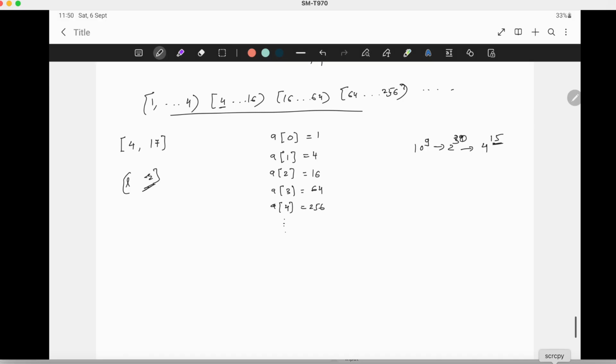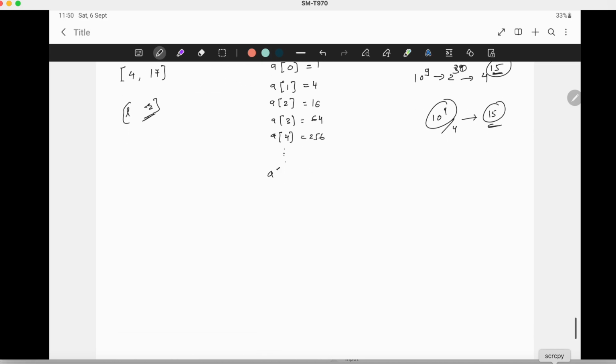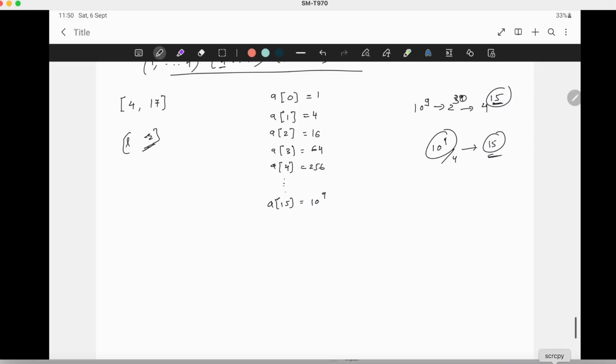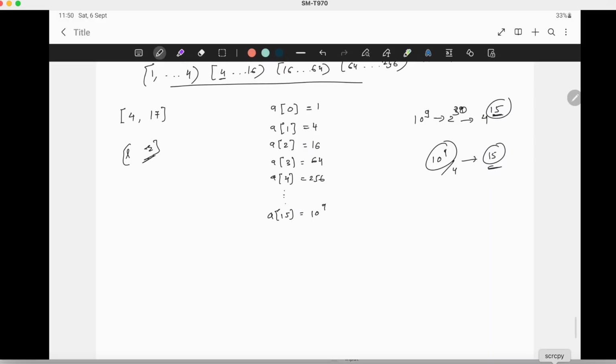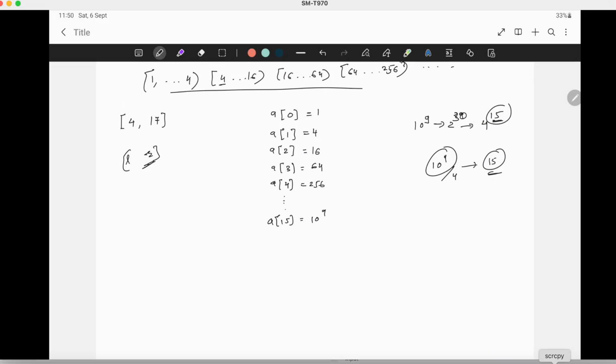Any big number, let us suppose 10 to the power of 9 is the value that we have. If I want to convert it to 0 by dividing it by 4, we require 15 operations at max. So it goes all the way to 15, and the range defines values up to 10 to the power of 9 something like that. It goes beyond 10 to the power of 9 as well, but that is how we can store these values. We will pre-compute these values.